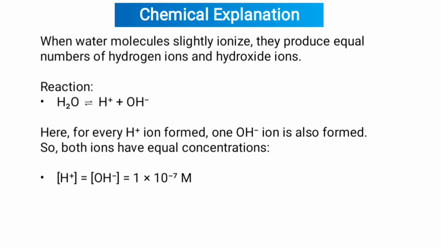Now, chemical explanation of neutral solution. My dear student, when water molecules slightly ionize, they produce equal numbers of hydrogen ions and hydroxide ions. Reaction: H2O reversible arrow H+ plus OH-. Here, for every H+ ion formed, one OH- ion is also formed. So both ions have equal concentrations. The concentration of H+ is equal to the concentration of OH-, which is equal to 1 multiplied by 10 raised to the power minus 7 M.